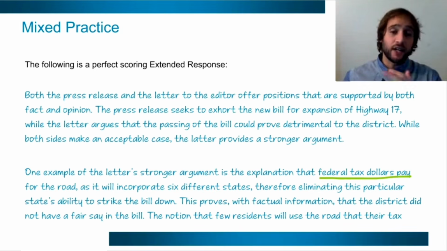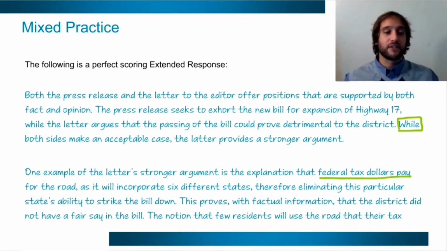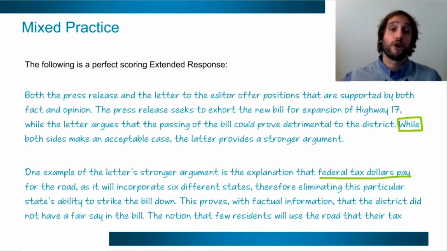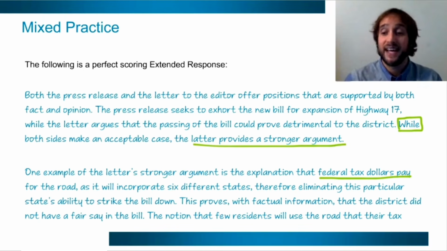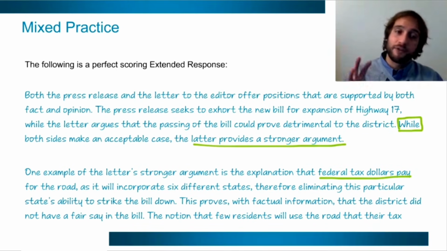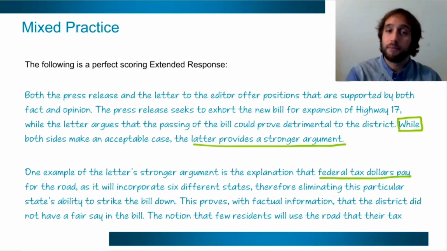So, another great use of a contrast keyword here, and you see that the author of this passage says, while both sides make an acceptable case, the latter provides a stronger argument, right? The letter to the editor provides a stronger argument. It's very clear what this author's thesis is, and that is essential for a thesis statement. Totally essential.